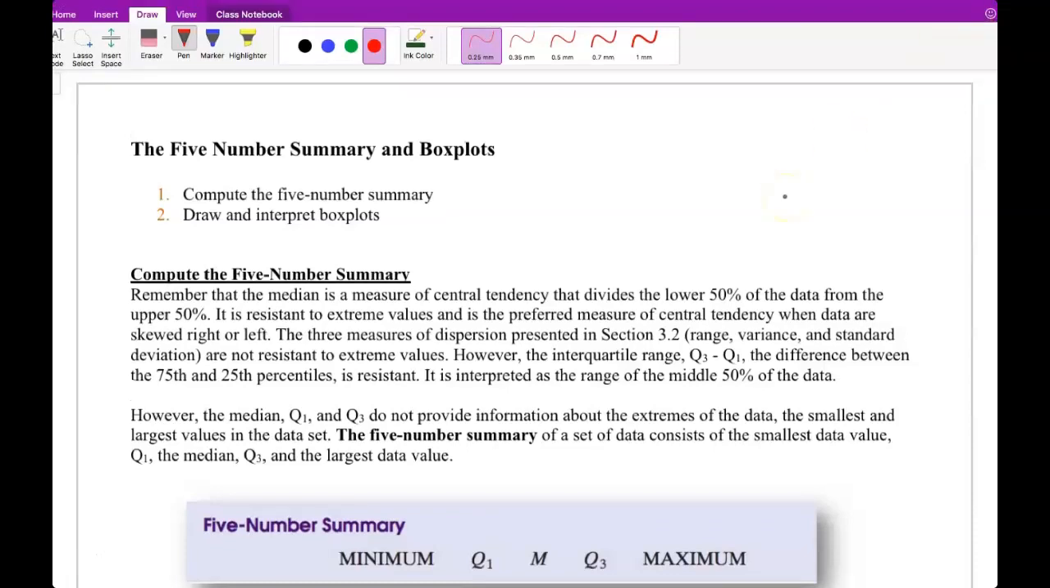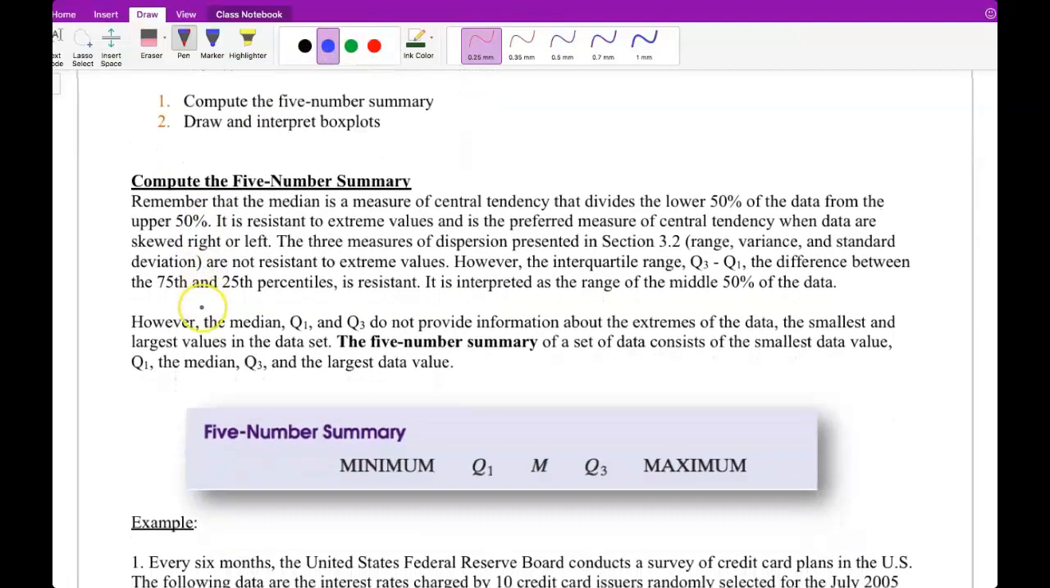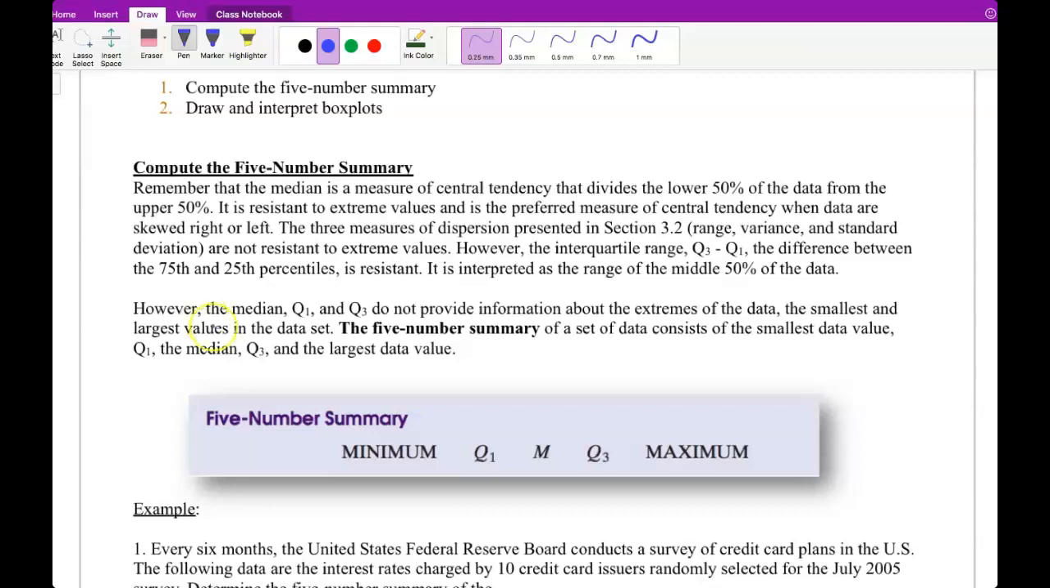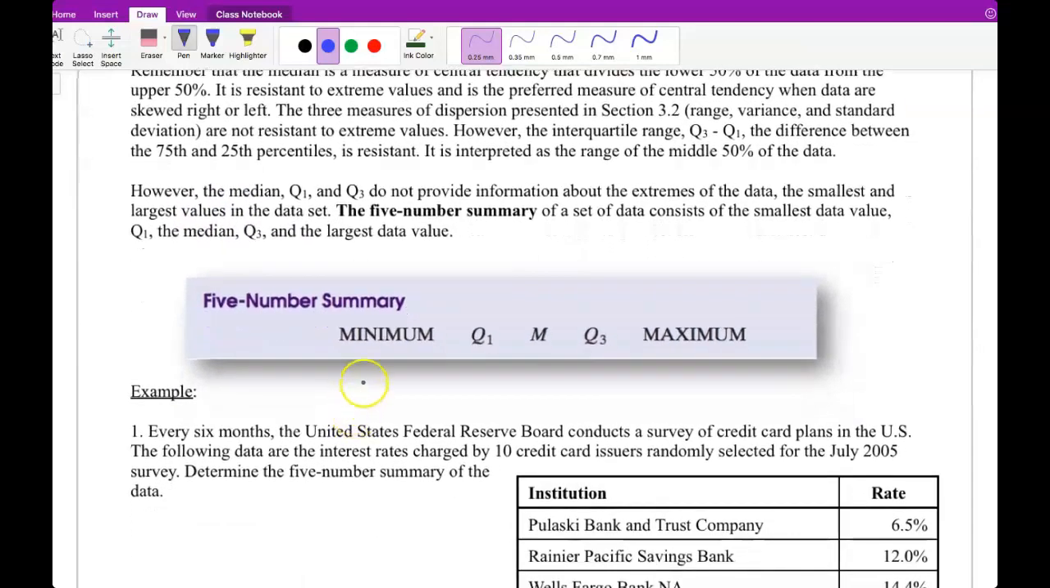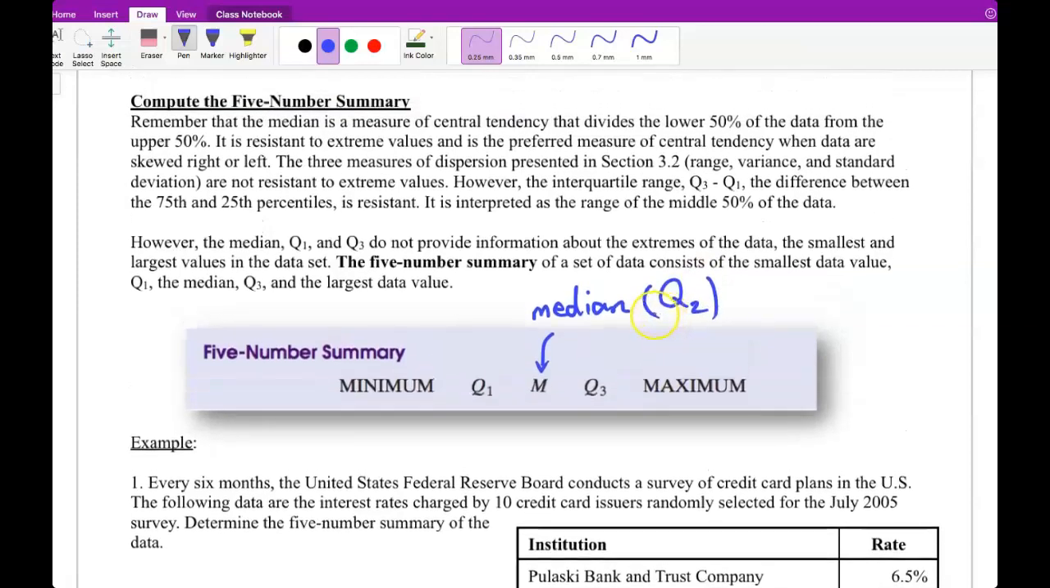Hello everyone, in this part we will cover the 5 number summary and box plots. What are these 5 numbers? These are exactly what we had in the previous section. We have the minimum value, maximum value, Q1, Q2, Q3. Q2 is the median, exactly the same thing that we covered in the previous section. And for the interquartile range, you already know that it is equal to Q3 minus Q1.